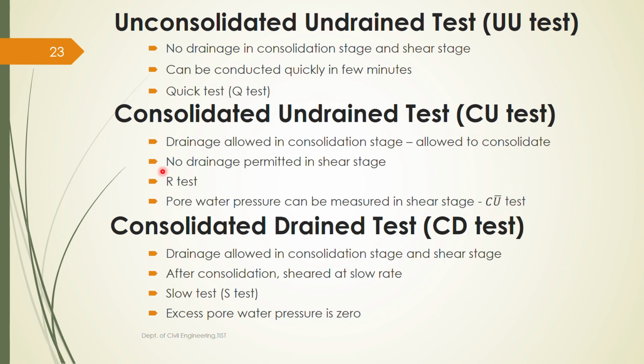Okay. Now the third one is consolidated drained test. Here drainage is allowed in both the stages, in consolidation stage as well as in shear stage. So after consolidation only we will be applying shear load, and this is a very slow process. This is a very slow test. So it is known as S test, and here excess pore water pressure is not developed. We are allowing drainage in both the stages, so excess pore water pressure is not developed, so it is 0. Okay, so this is regarding the three types of shear test based on the drainage condition.